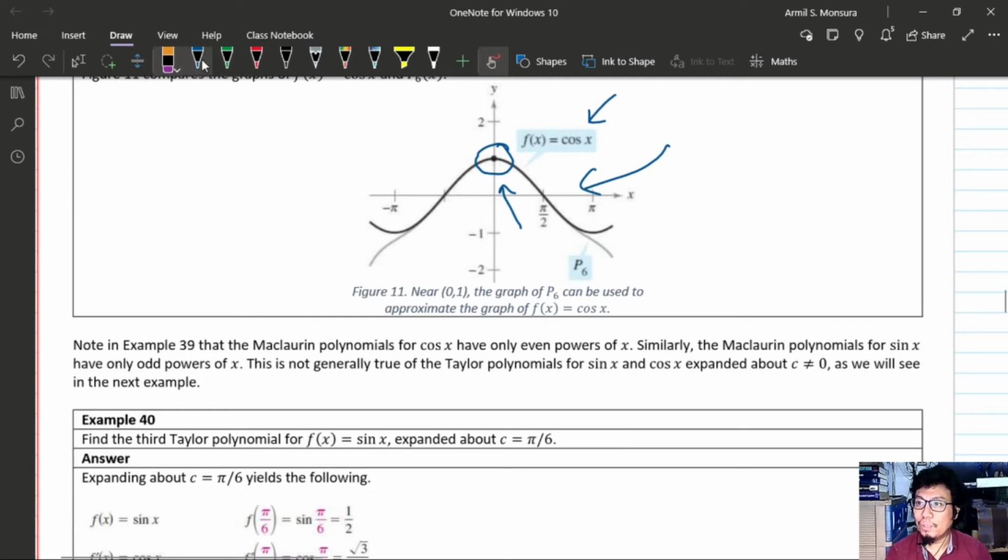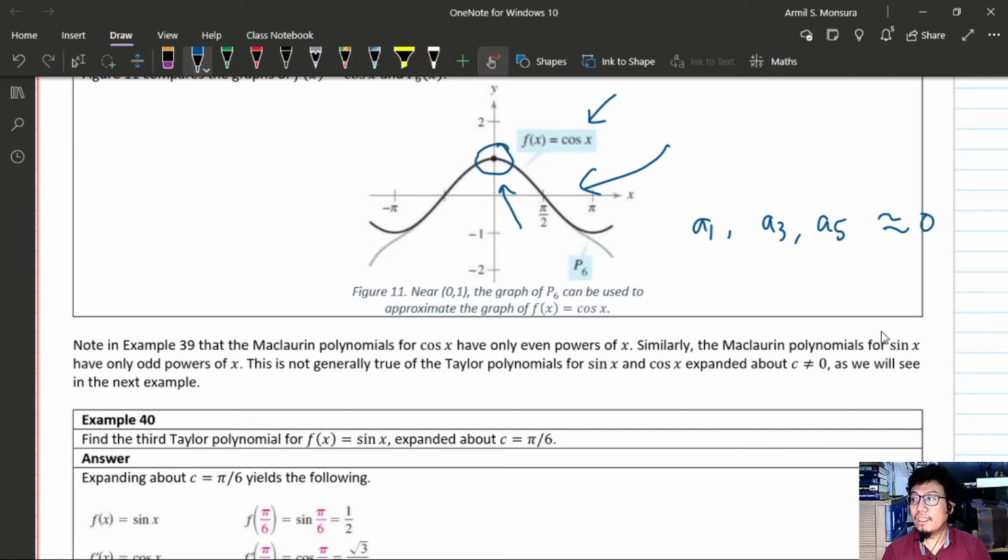If you actually compute the Maclaurin coefficients A1, A3, and A5, these would all turn out to be 0 for cosine. Okay, so that is why your cosine function can be approximated by the even coefficients of your Maclaurin expansion, or Maclaurin polynomial.